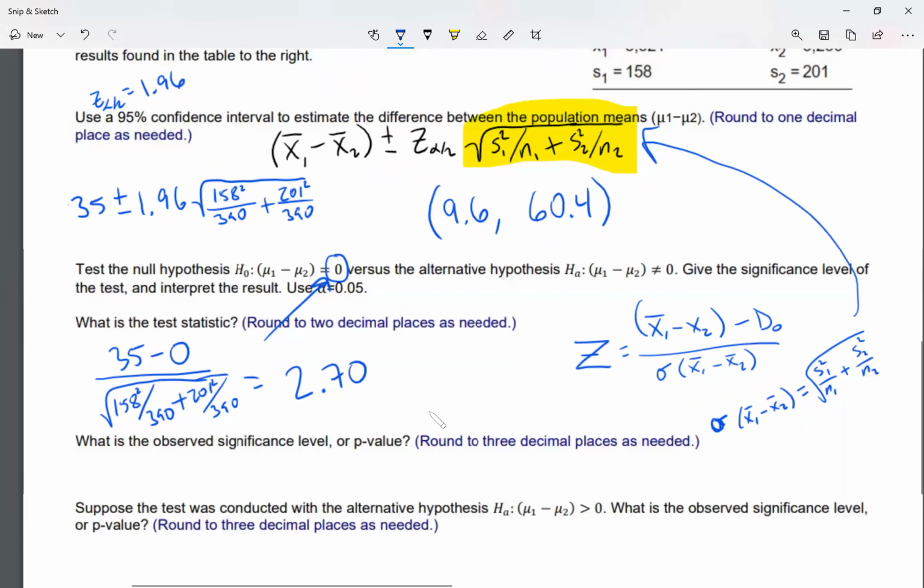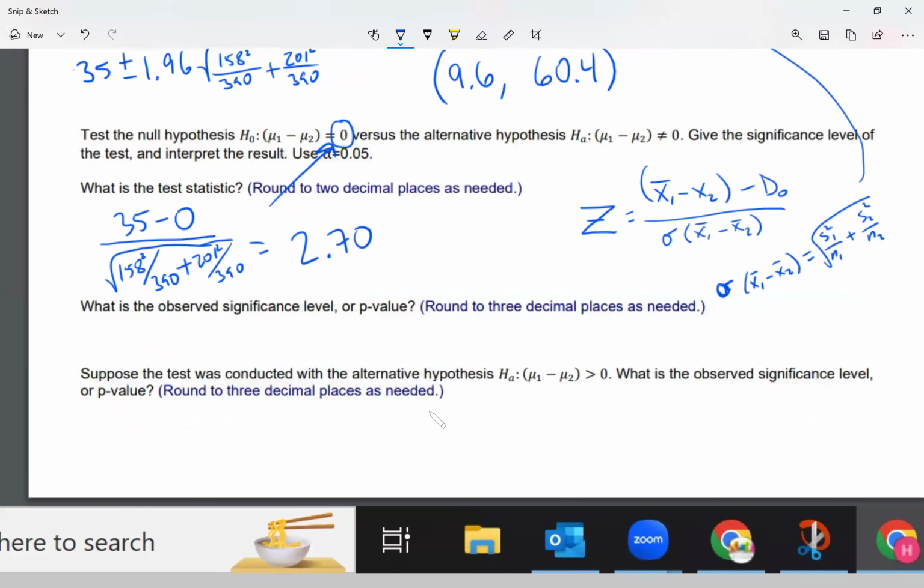Now, continue reading here. It says, what is the observed significance level or p-value? According to my Z-score, remember how my Z-score is 2.70? I use the Z-table, the Z-score table. According to that, it gives me my probability of 0.4965. Like I said, you guys do have the Z-score table. I gave it to you guys in the past.